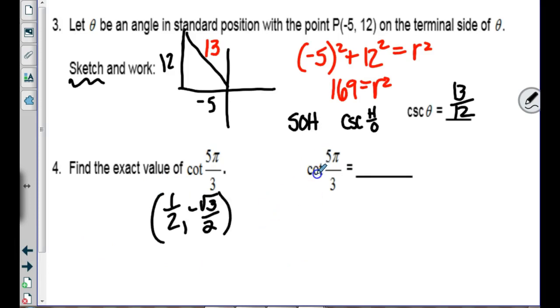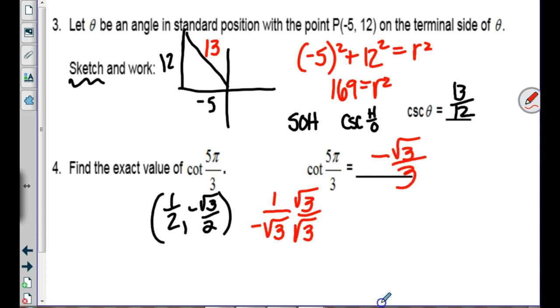So cotangent, how are we going to do that? Okay, do we need the denominators? So we would have 1 over negative square root of 3, which would become what? Negative square root of 3 over 3.